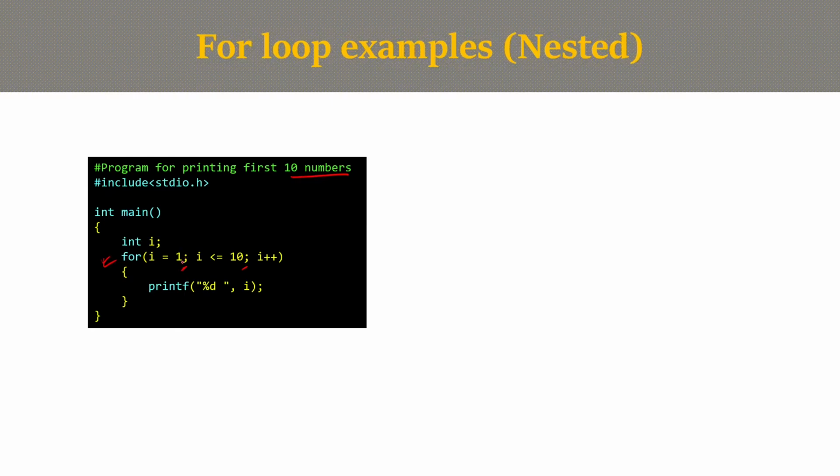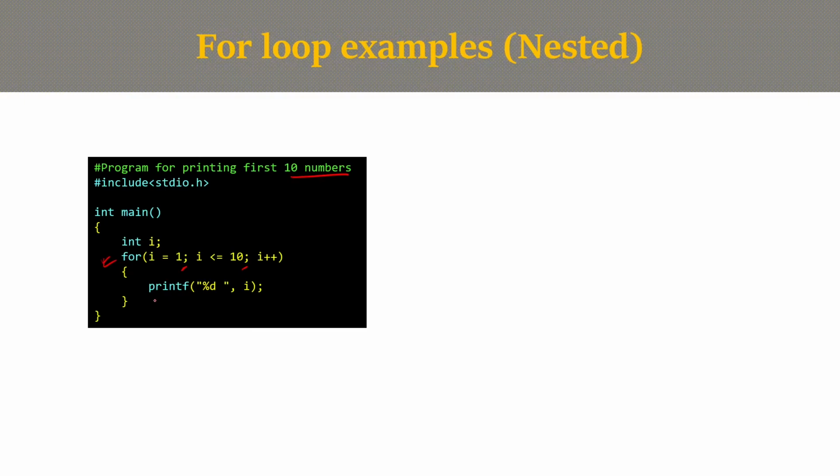So here, firstly, in this for loop, we are initializing I equals to 1. Then in our condition, we are writing I should be less than or equals to 10, since we want to print the first 10 numbers only. And then in our increment or decrement, we want to increment the value, so it should be I plus plus, since we want to print from 1 to 10.